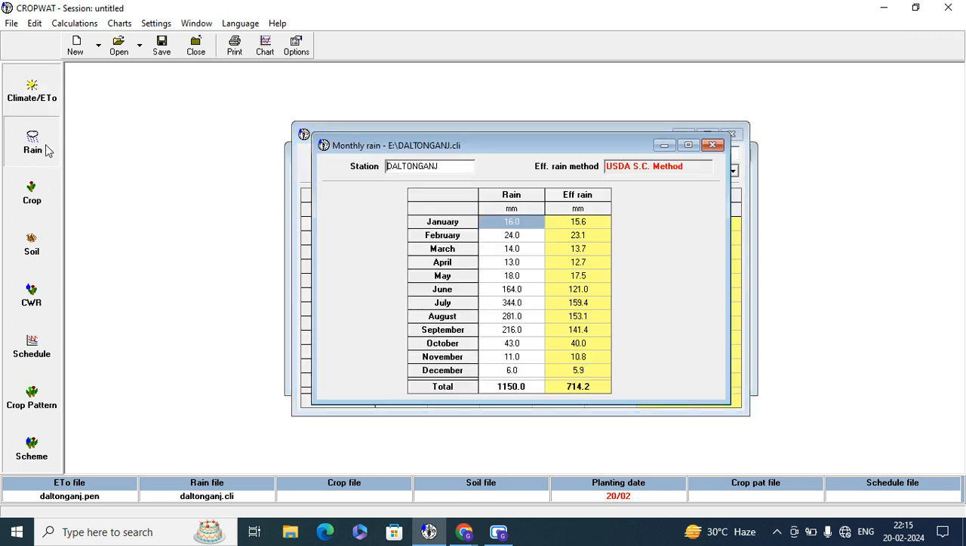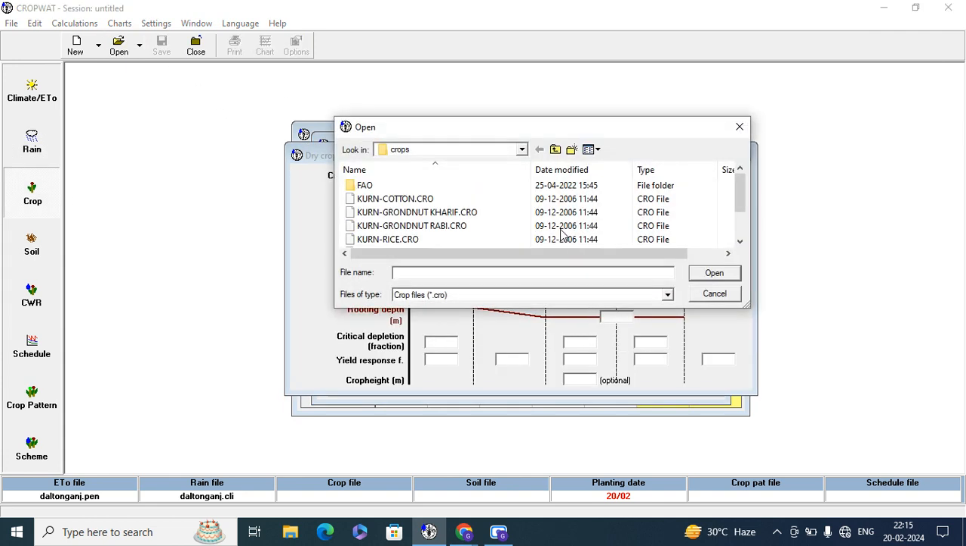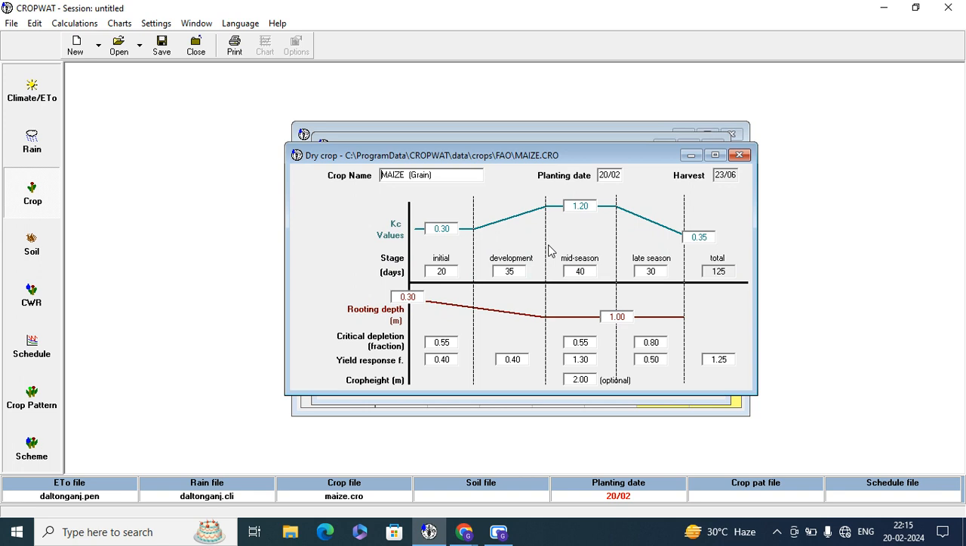Now the second one is the rainfall. This is the available information for the rainfall. Now if I come to the crop section, then I am going to open it. For the part 1 lecture, I have selected maize. So once again, I am just repeating that stage. I have selected the maize.